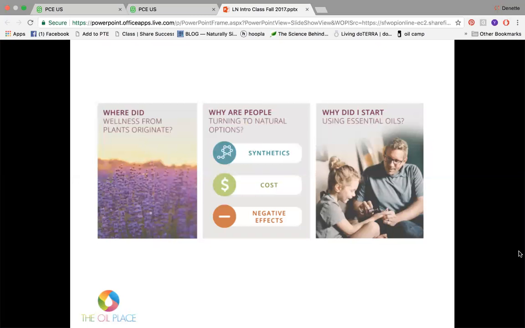So I would say that was one of the reasons, and I'll jump into why I got started using essential oils: I was looking for an effective and easy way to take care of our family naturally and avoid all of the over-the-counter and pharmaceutical drugs.